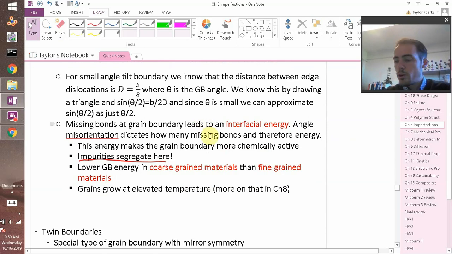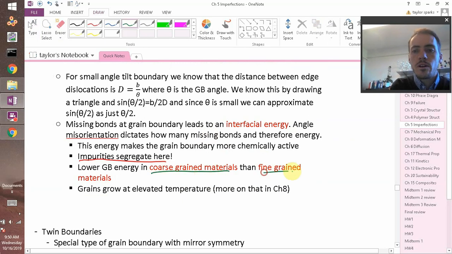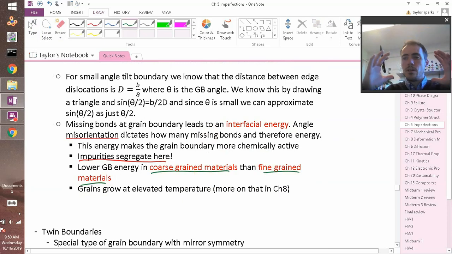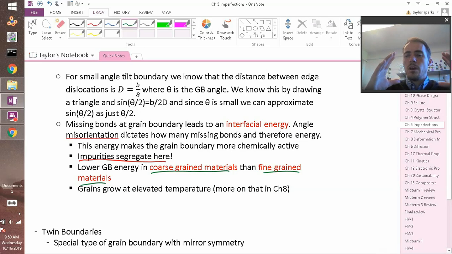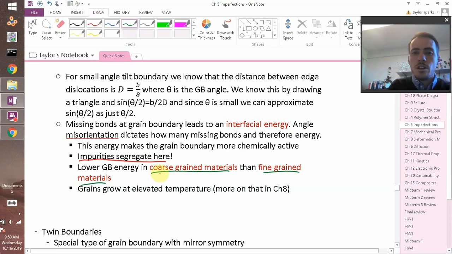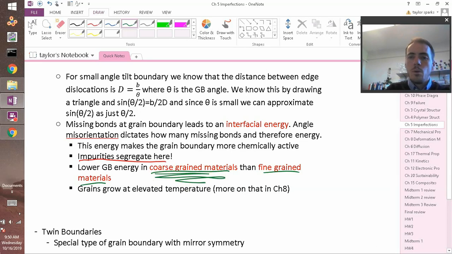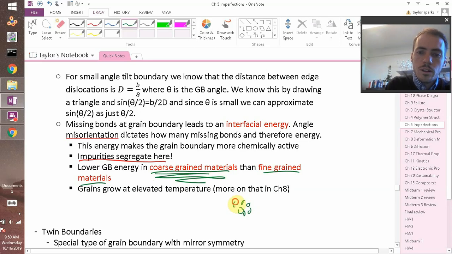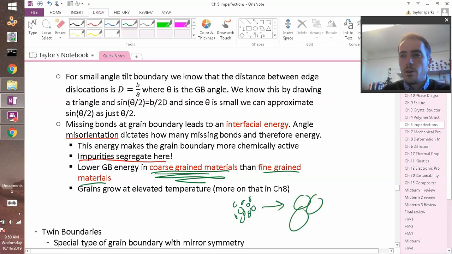Now, obviously, if you have a coarse-grained versus a fine-grained material, what's the difference there? Well, a coarse-grained material has really big grains, and a fine grain is really small grains. So if you have a bunch of really small grains, then you have many, many grain boundaries. If you have really big grains, you don't have that many grain boundaries. And so if you look at energy, there's less energy for a coarse-grained material because it has fewer grain boundaries. There's more energy for a fine-grained material. What this leads to is that if you have a bunch of small grains all put together, and then you heat it up and you give it time and temperature, they will grow. Those grains will coalesce together because in doing so, you lower the energy of the system. This is why you get grain growth at elevated temperatures. And we'll talk more about that when we get to chapter 8 in just a few chapters.